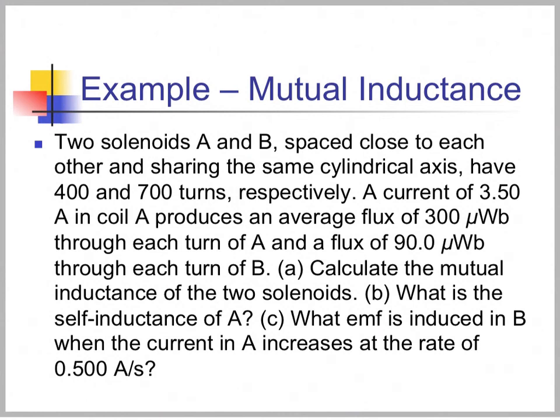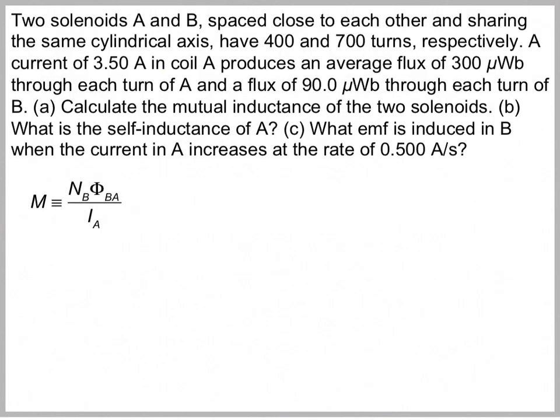The EMF is minus M21 dI2 dt. It's exactly the same, only reversing the numbers from 1 to 2. It's in nearby circuits. And that process is known as mutual induction because it depends on the interaction of two circuits. We know there's 700 turns in B.